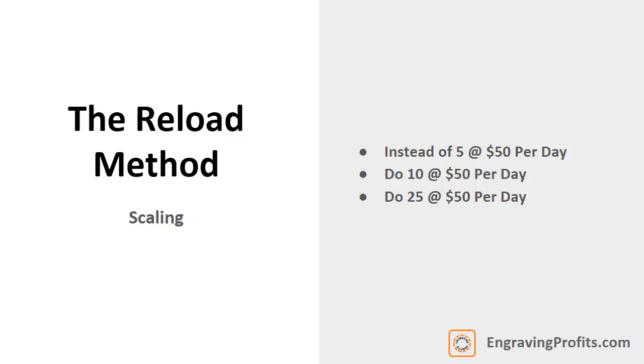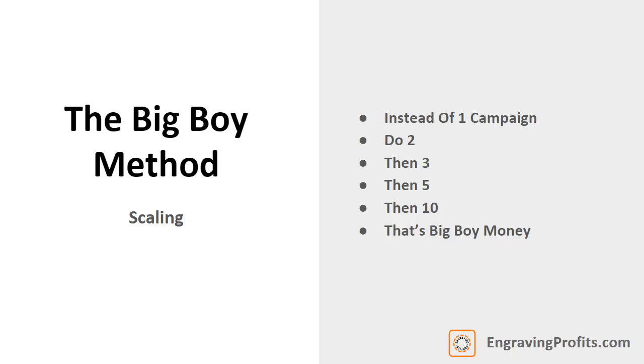Okay. The reload method for scaling, instead of 5 ad sets at 50 per day, do 10 ad sets at 50 per day, then 25. So just add more ad sets with the reload method and just keep reloading them every morning. That's how you scale it. Very simple, right?